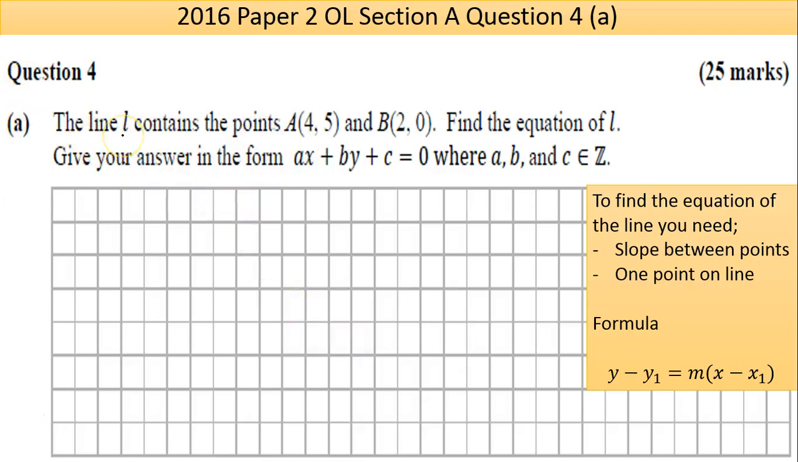The line L contains the points A, so that's just the label of the point, so the point 4, 5, and a point B, which is 2, 0. Okay, find the equation of L. Now, if you have a linear equation, let's just quickly run over some of this stuff here.